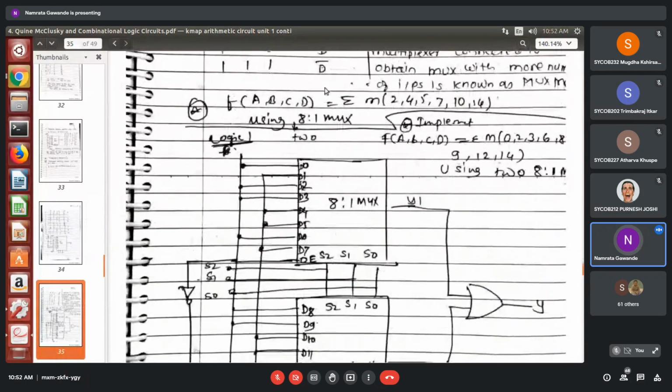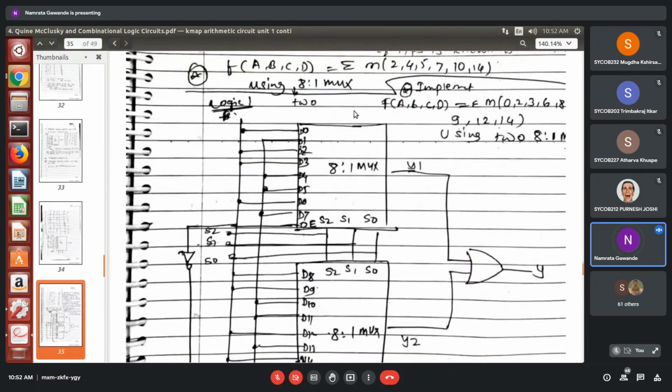Now, another part, this is your homework part. This one particular expression is given over here. And again, this is a 4 variable expression. You have to implement it using an 8:1 mux. Okay. Now we'll see another part.